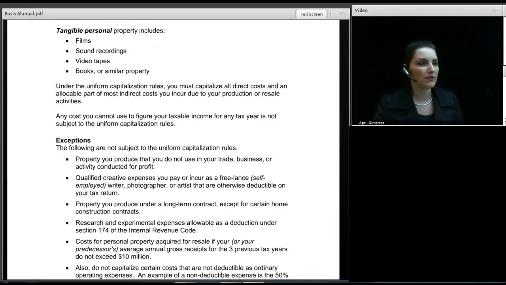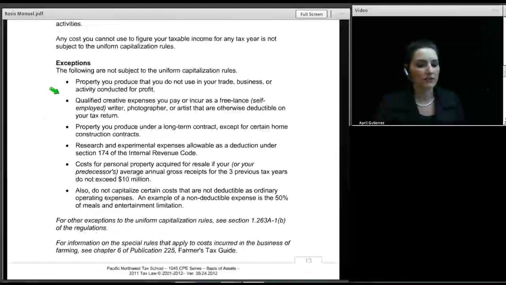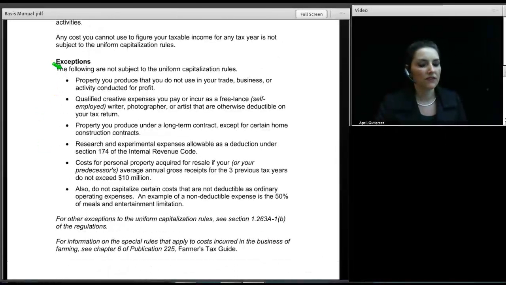Tangible personal property includes films, sound recordings, videotapes, books, or similar property. And under the Uniform Capitalization Rules, you must capitalize all direct costs and also an allocable part of most indirect costs you incur due to your production or resale activities. Any cost you cannot use to figure your taxable income for any year is not subject to the Uniform Capitalization Rules. Now, when we get to the Uniform Capitalization Rules, there are some exceptions.